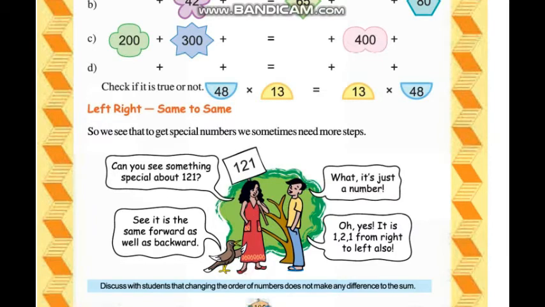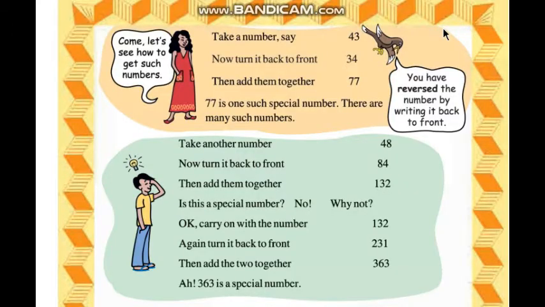That means changing the order of numbers does not make any difference to the sum. Now proceeding further on page number 106. Come, let's see how to get such numbers. Such numbers are the numbers which can be read from left to right and from right to left the same, that means they are the same forward as well as backward.